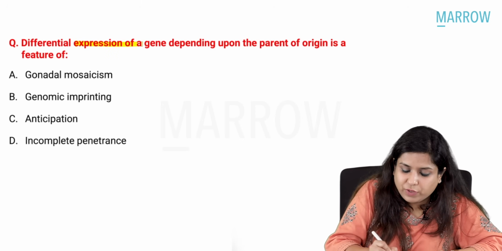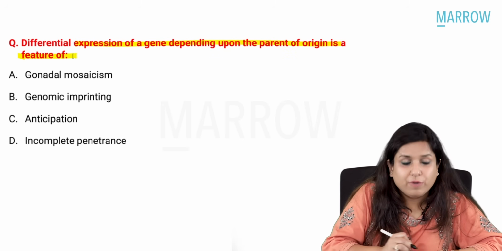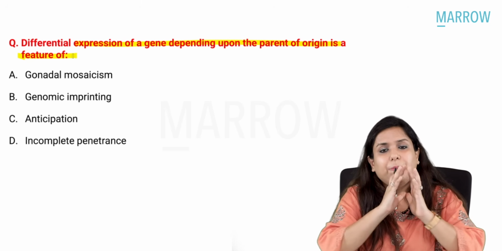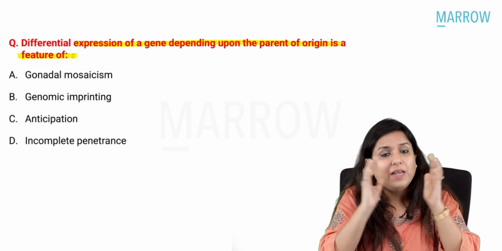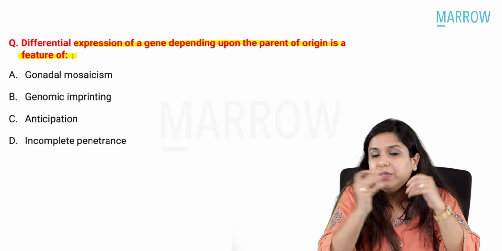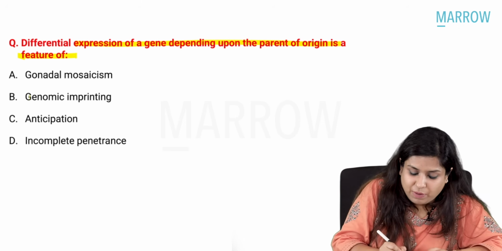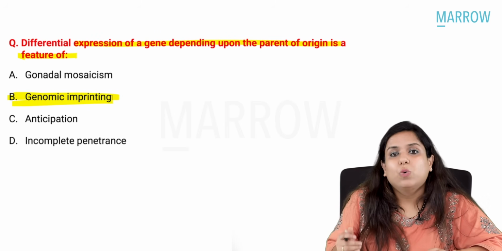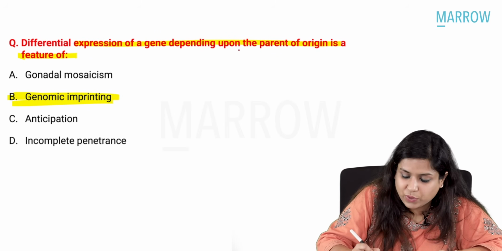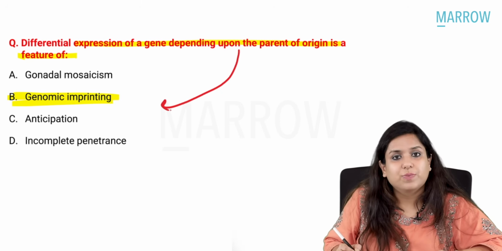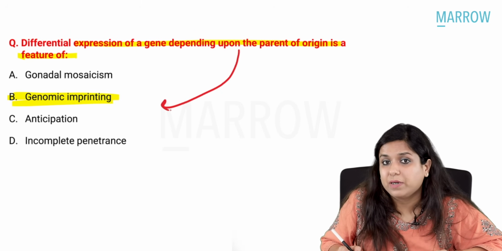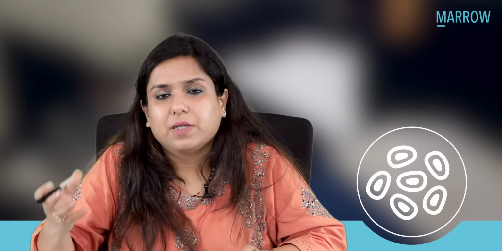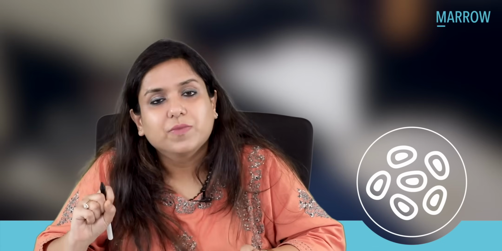Differential expression of a gene depending upon the parent of origin is a feature of, right? Simple, students. Depending upon the parent of origin, if there is differential expression, what is this called as? Remember, we read about genomic imprinting, not a technique, a mode. Differential expression, it is called genomic imprinting. If I ask you, students, what is imprinting? Imprinting means silencing, right? Silencing.